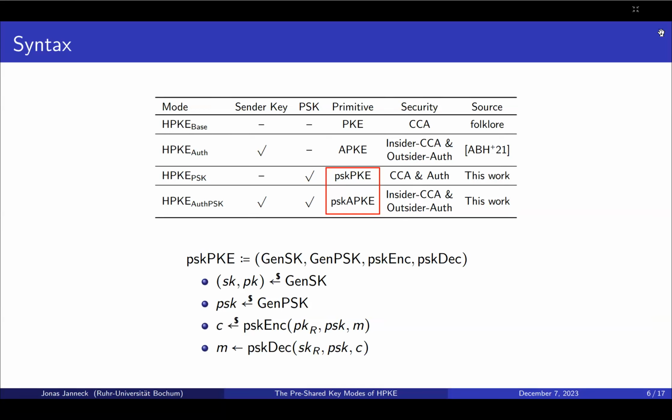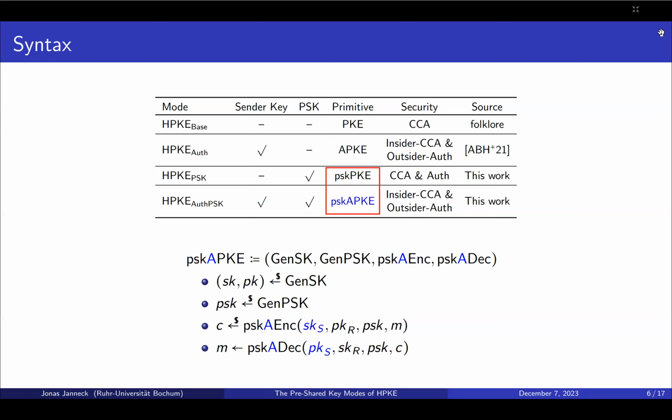So syntax, and some of it you've seen before. For the PSK PKE, we have two key generations, one for the asymmetric part and the other one for the pre-shared key. And the encryption takes, in addition to the PKE, the PSK. And for the authenticated variant, in addition, the encryption takes the sender's secret key and decryption takes the sender's public key for verification.